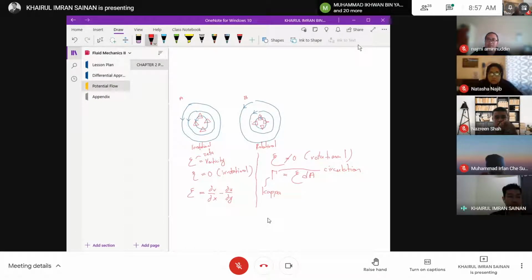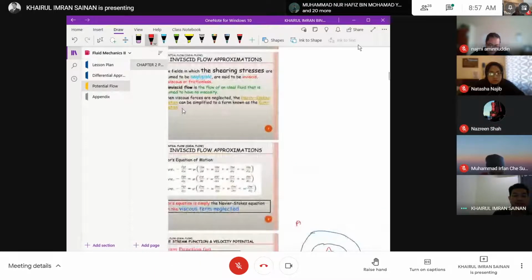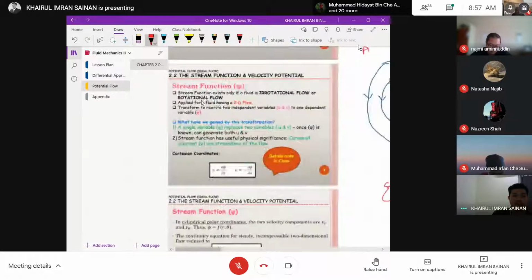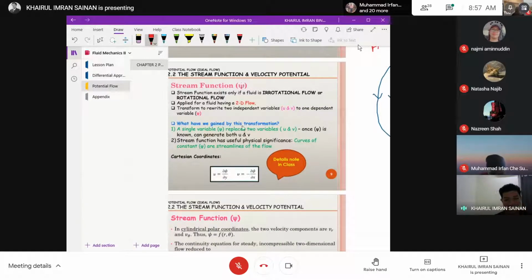All right. So we go back to the stream function. Psi, kan, stream function. Okay. So I already explained to you about irrotational flow and rotational flow and all the terms related to that. So stream function applies only for 2D flow. And the equation comes from U and V. Okay, so U equals del psi over del Y, V equals negative del psi over del X.